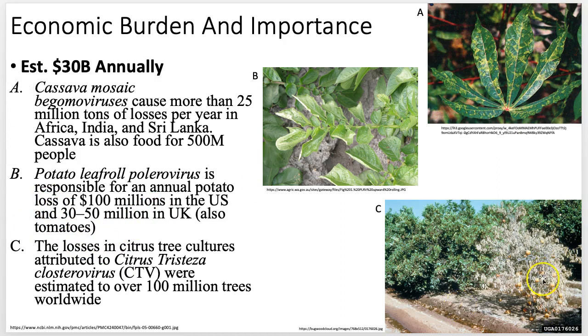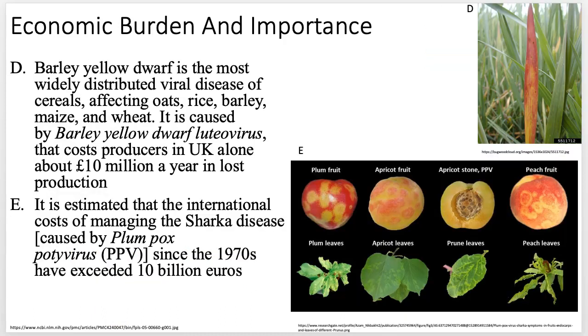Citrus tree culture, so you can see that poor little citrus tree. Oh, it still made fruit, but it's not going to do super great. I bet you that fruit doesn't taste good. This one, the citrus tristeza closterovirus, it's estimated they lost 100 million citrus trees worldwide. That's a lot. Here's barley yellow dwarf.